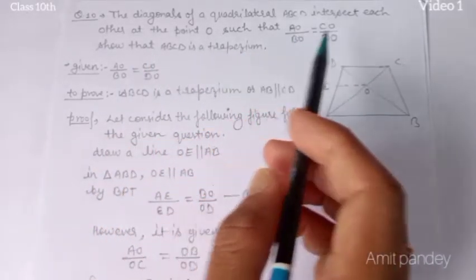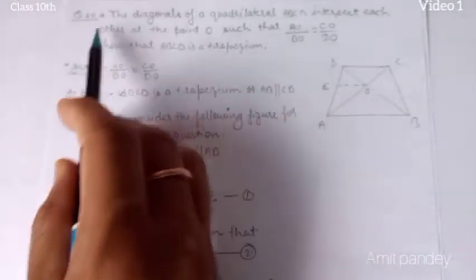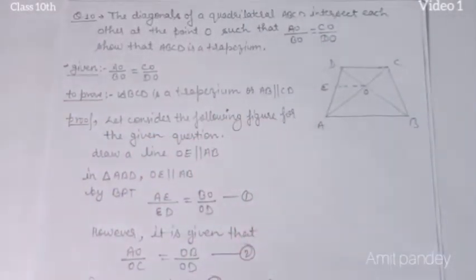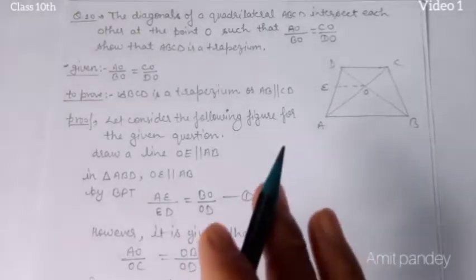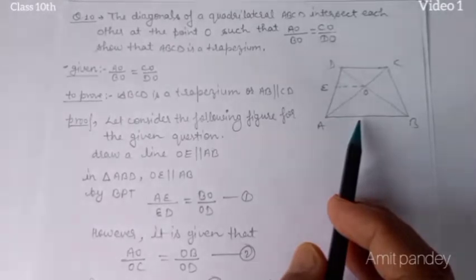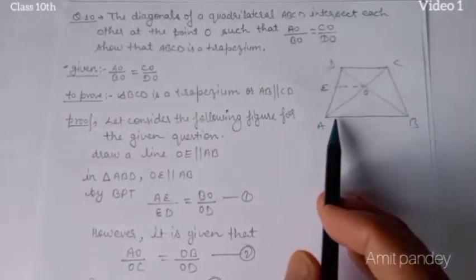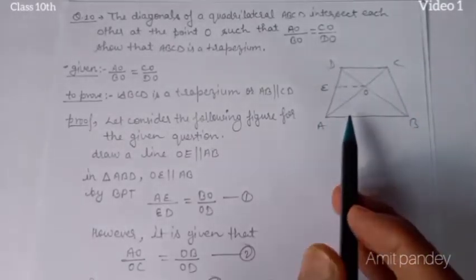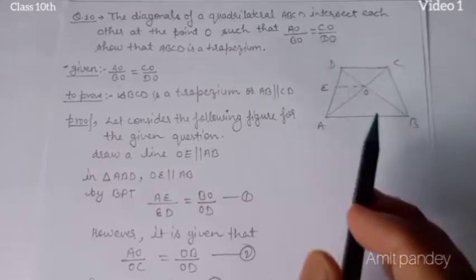So students, in this question, first we have to check what is given. If the figure is given, no problem. If the figure is not given, then after reading the statement we can draw the figure. So ABCD is a trapezium. We have to prove this, but first it is a quadrilateral.